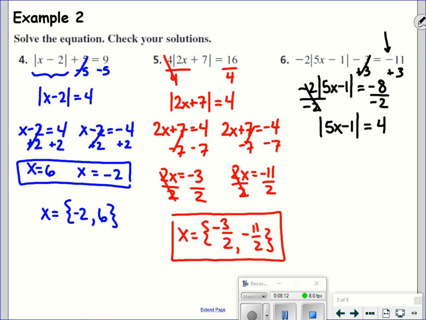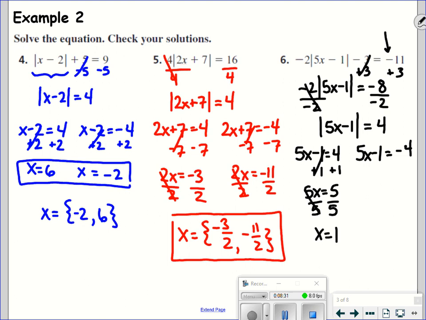This one is totally possible. So we'll set up our two cases. 5x minus 1 equals positive 4, or 5x minus 1 equals negative 4. We'll add 1 to both sides and divide by 5. So x equals 1 is one of those solutions. Let's do our other mini equation, 5x equals negative 3 after I add 1 to both sides and divide both sides by 5, get x equals negative 3/5.